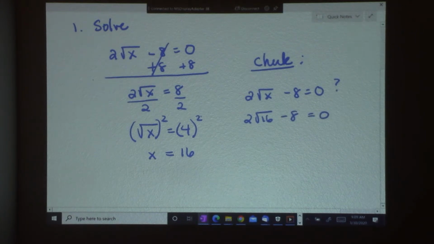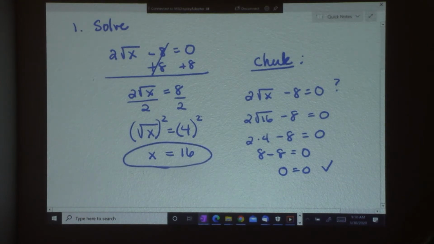and see what happens. So the square root of 16 is 4. I only have a positive on the outside, and then I keep going. 2 times 4, the first function I do, is 8 minus 8, and 8 minus 8 is 0, so my answer does work for this problem.